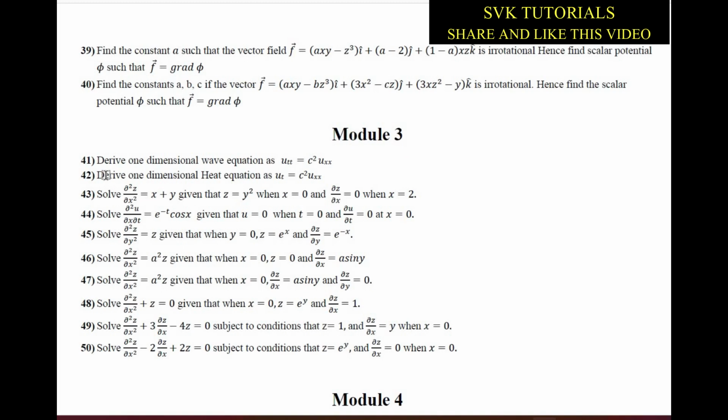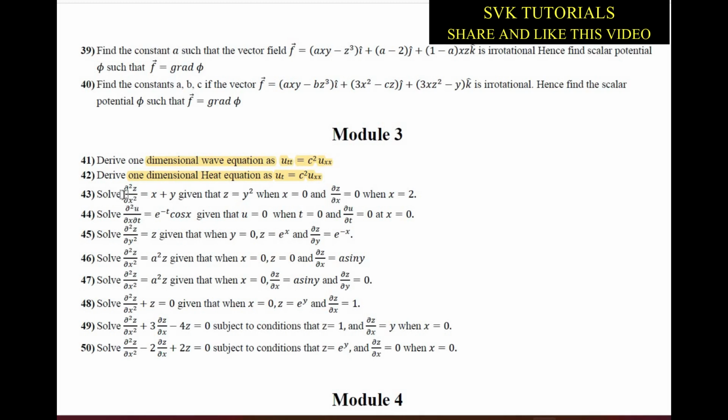So moving on to module 3, I have chosen only 10 problems. Out of those 10 problems, 2 problems are very important. That is the derivation of the one-dimensional wave equation and the derivation of the one-dimensional heat equation. So these two are compulsory problems. You can refer to these two problems and solve them. And also I have uploaded a video for this. You can refer to that video for the heat equation and wave equation derivation.